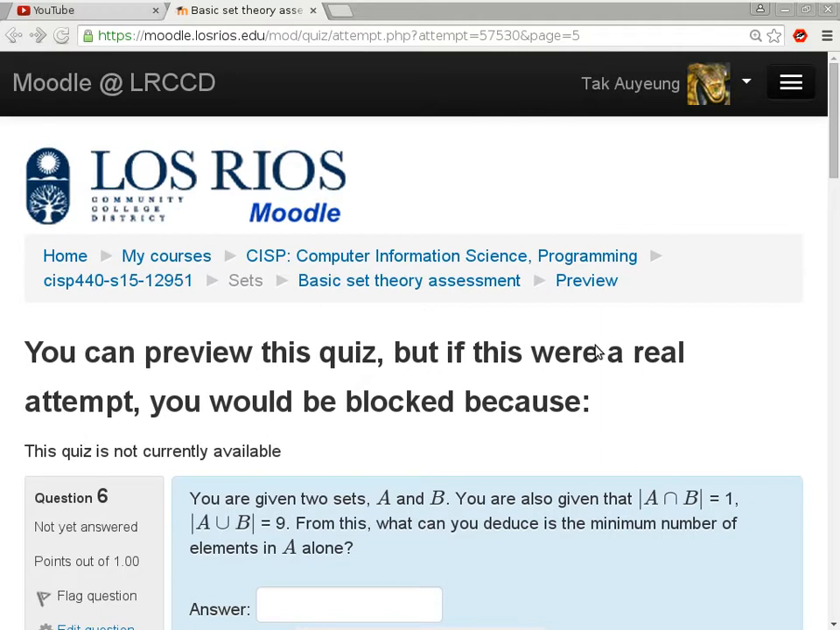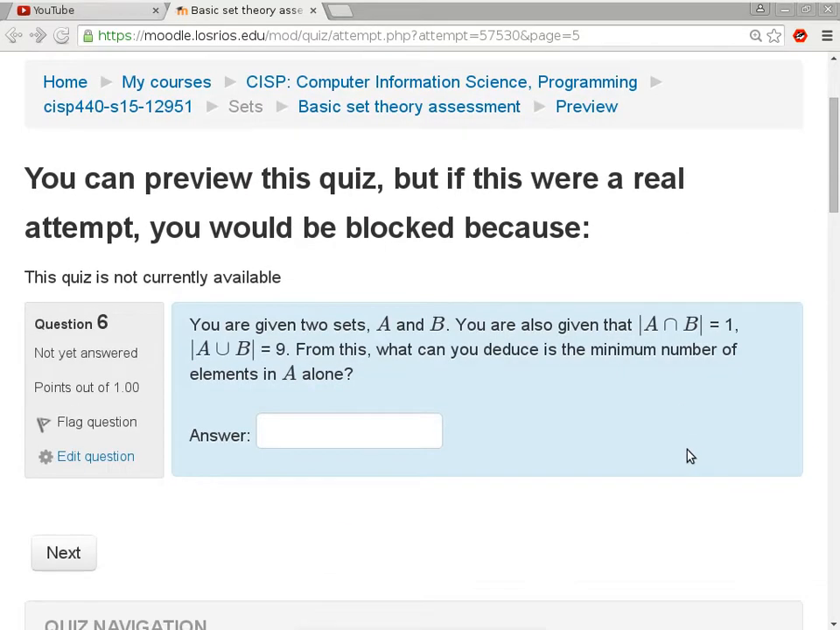There are only 6 of them. You are given 2 sets, A and B. You are also given that A intersect B as a set has only 1 element. And you also know that A union B has 9 elements. From this, what can you deduce to be the minimum number of elements in A alone? Yep, that's all you can conclude. It's just 1. Okay.